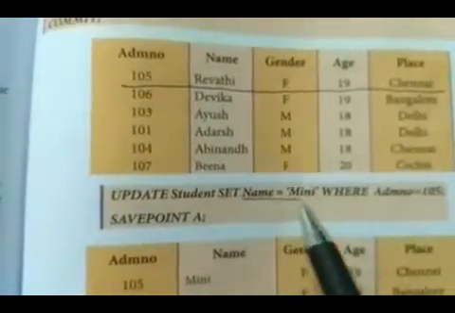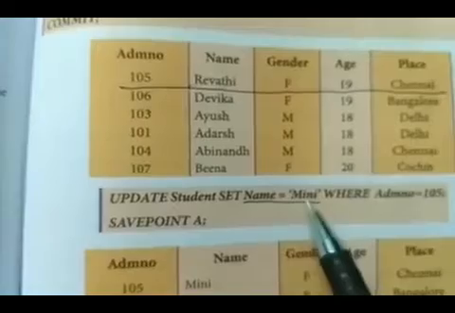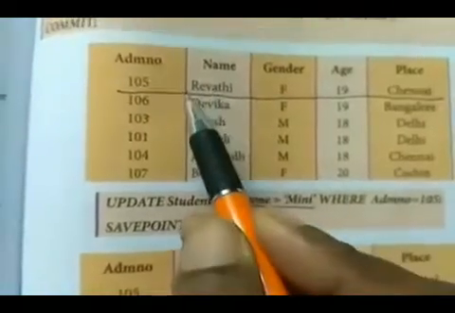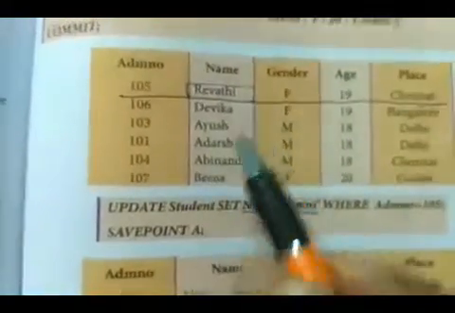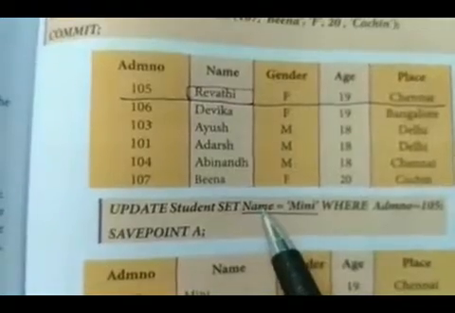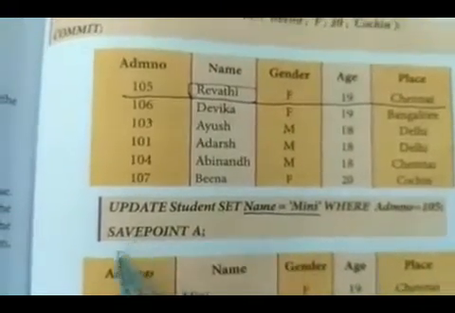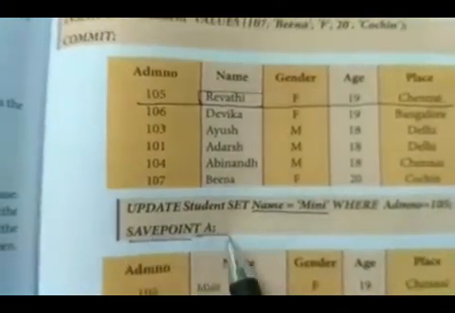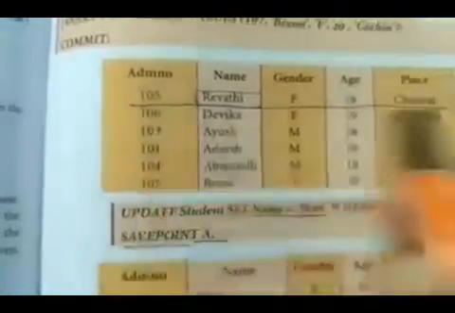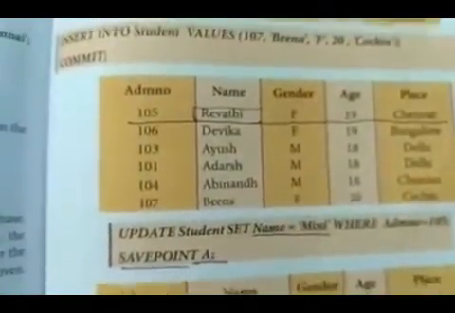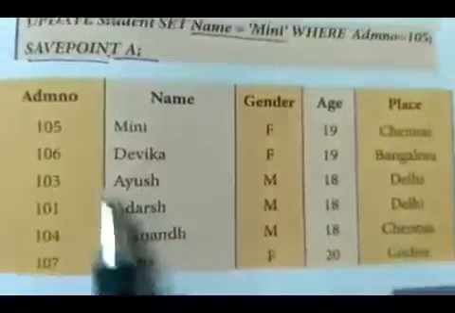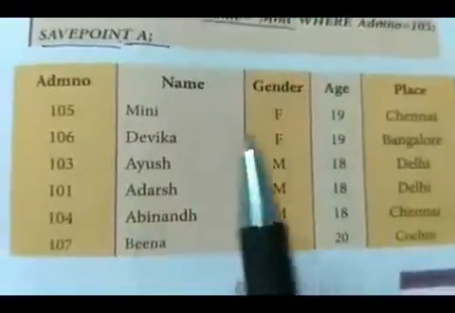What field are they going to change? They are going to change the name field as mini. So here Revati got deleted and it got changed into mini. And these changes are saved in a name A. So this output of this table got saved in a save point as A. So this is the output table and this table got saved as A.